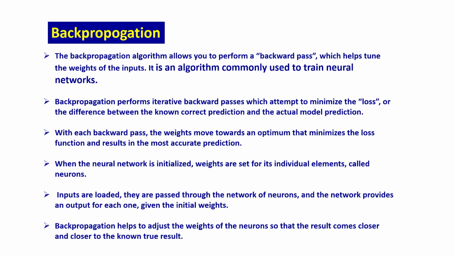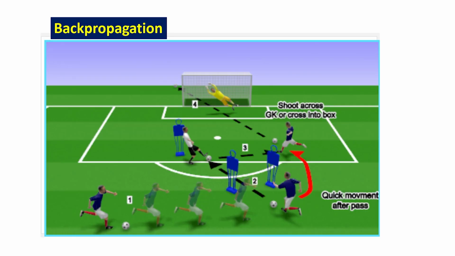So, now the question is how you calculate errors. Let us talk about something about that. So, before I talk about errors, let me tell you what back propagation is. Back propagation algorithm allows you to perform a backward pass. In football you do that. This is what a backward pass is. So, you can see a player is taking the ball, moves forward, he could have scored the goal, but he did not score the goal this way. He gave the back pass to this guy who is in the same line, and that fellow scored the goal. Okay? So, that is why it is called a backward pass.